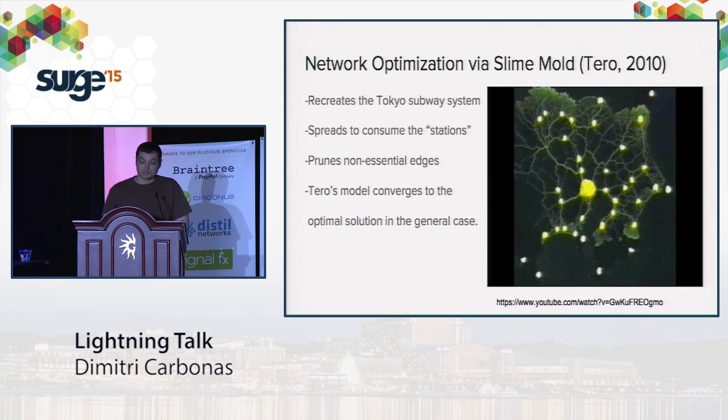So this slime mold starts spreading out its tendrils to consume this nourishment, forming a very dense network. Eventually, it starts pruning the non-essential edges of this network so as to have an optimal configuration of sorts. It turns out that this structure actually mirrors the design of the existing Tokyo subway system to a great degree. It's actually more optimal. And it was later discovered that the model used by Tero here for this study will eventually converge to the optimal solution.